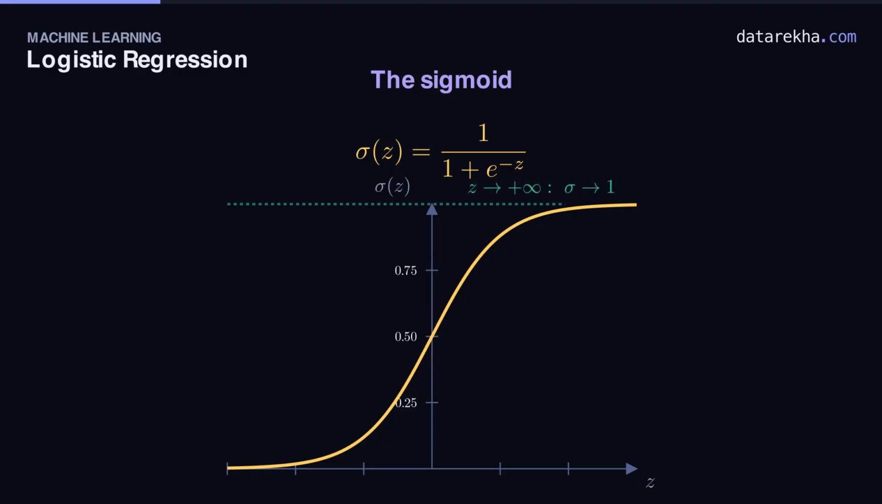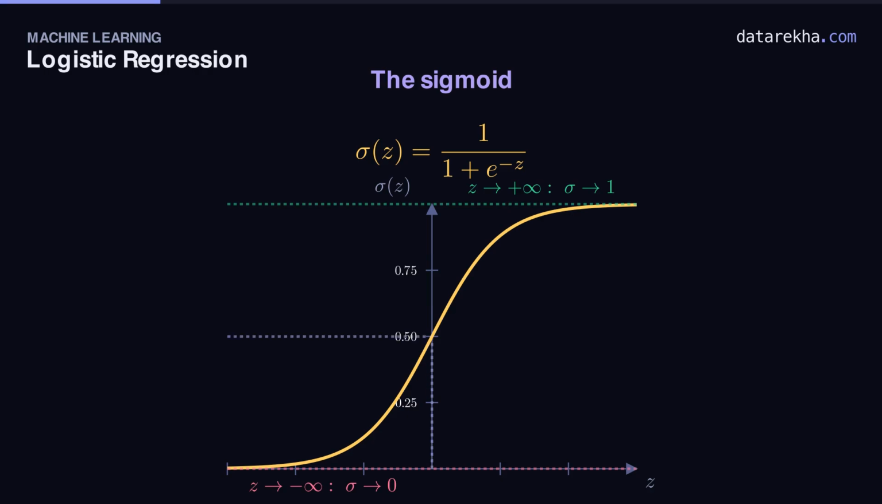Push z far to the right, e to the minus z melts to 0, and sigma flattens toward 1, a confident yes. Push z far to the left, and it hugs 0 instead, a confident no. The curve never touches either wall, it just gets ever closer.